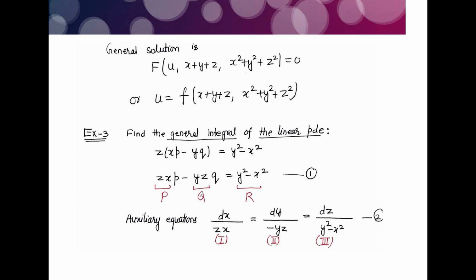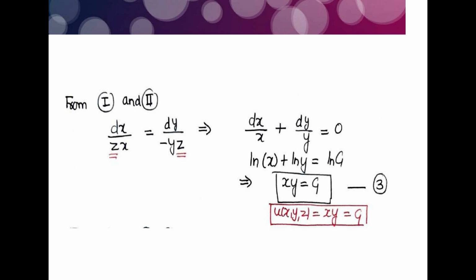So if you see the first 2 terms here, I have marked as 1, 2 and 3. So 1 and 2, we have dx and dy, but in denominator z is common, so we can cancel out z. So the first combination is dx upon zx equal to dy upon minus yz. Cancel z on both sides. Simplify this. We have dx upon x plus dy upon y equal to 0. Now we can easily integrate this one, and finally we have xy equal to c1, which is the first integral curve for the partial differential equation.